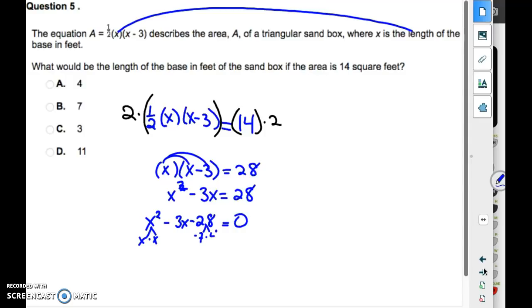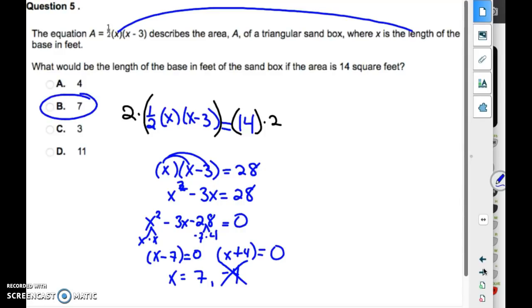And then we want to factor both of those parts. Factors of 28 would be negative 7 and 4. So x minus 7 equals 0, and x plus 4 equals 0. So our answers are positive 7 and negative 4. Again, we can't have the base of a triangle be negative anything. So our correct answer is B.